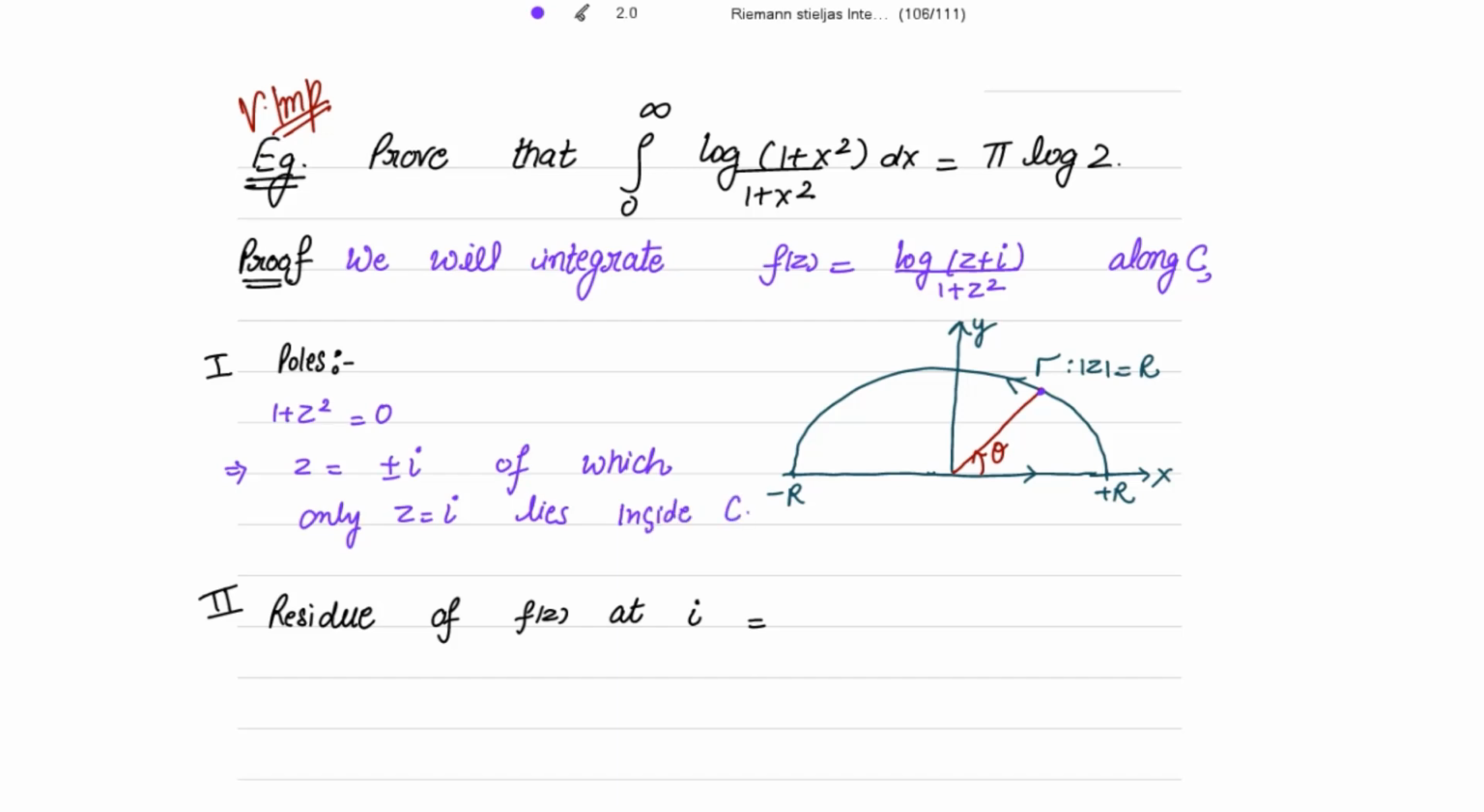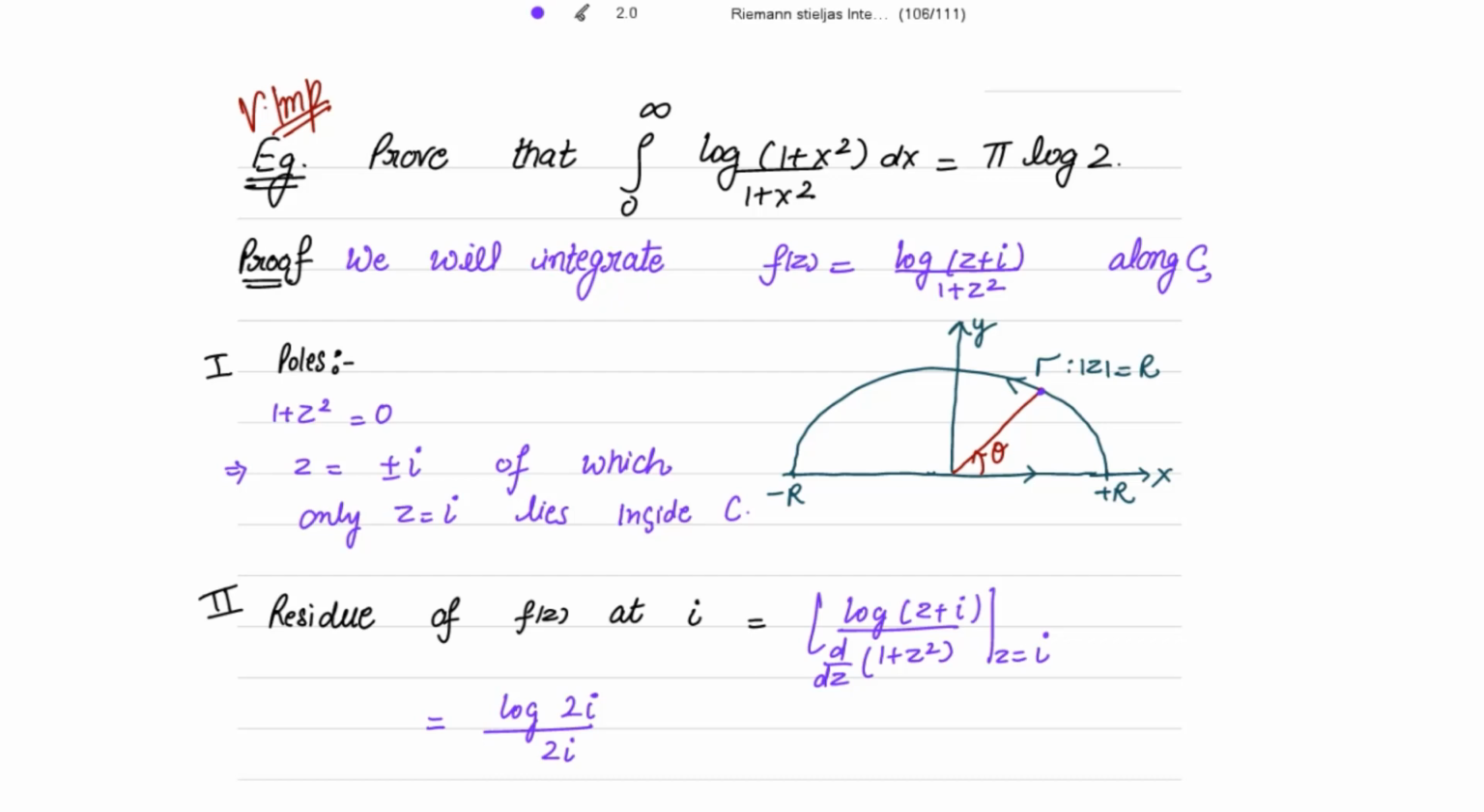Now I am going to find out the residue at this iota, right? And the formula for that is: log of numerator as it is, and then we take the derivative of the denominator with respect to z, at z is equal to iota, right? And this is equal to log of, now at z this will be 2 iota, over the derivative which is twice of z, and then twice of z is 2 iota, so I'm writing 2 iota again.